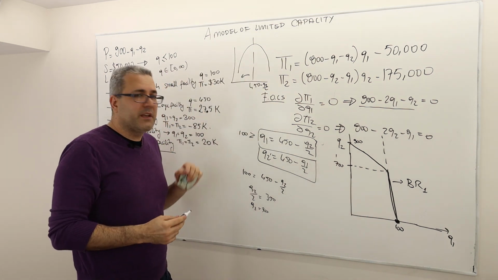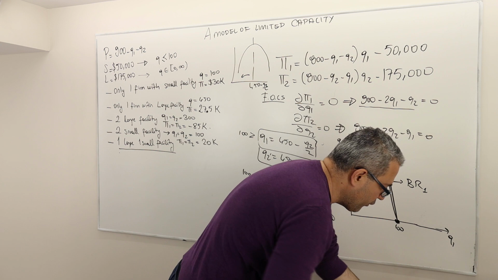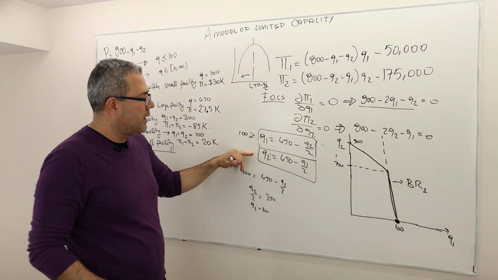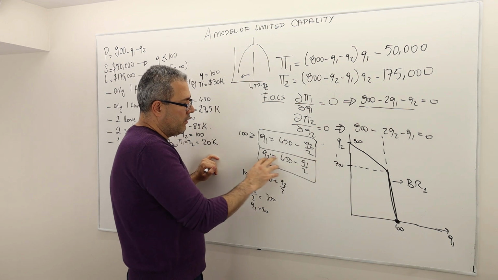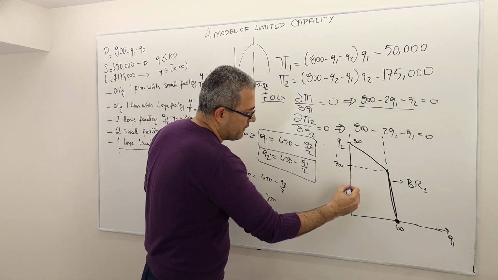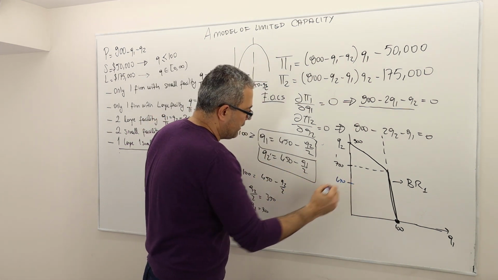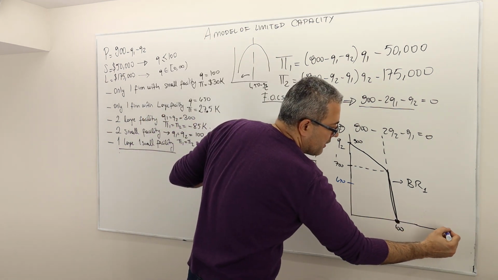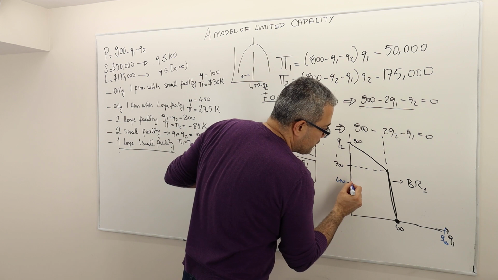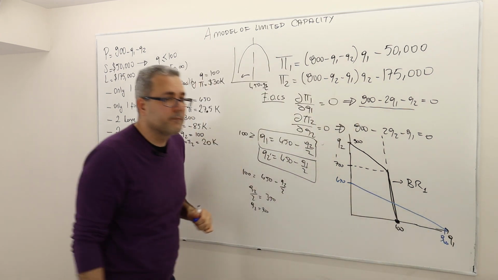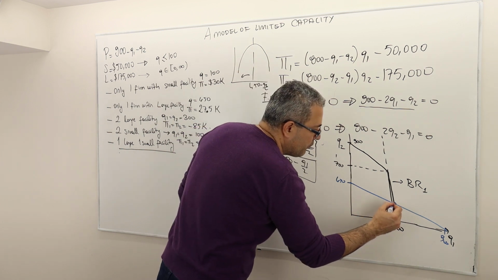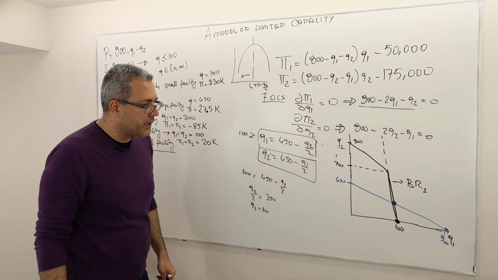Now the best response function for firm 2. That's simple because there's no constraint for firm 2. When Q1 is 0, Q2 has to be 450. Let's say 450 is here. And when Q2 is 0, Q1 has to be equal to 900. Let's say 900 is here. So this is what it's going to look like. Therefore, the Nash equilibrium point is going to be somewhere here.